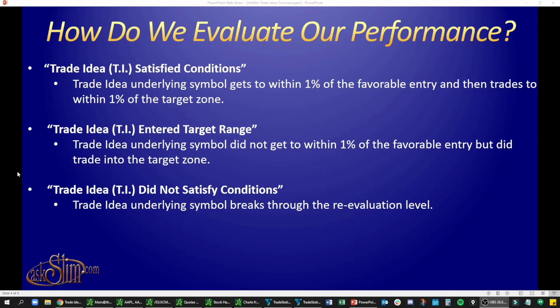The second is the trade idea entered target range. This means that the underlying symbol did not get to within 1% of the favorable entry, but did trade into the target zone. And the third bucket is trade idea did not satisfy conditions. And this means that the trade idea underlying symbol breaks through the reevaluation level.